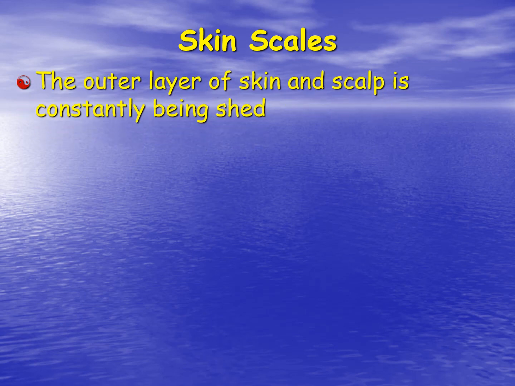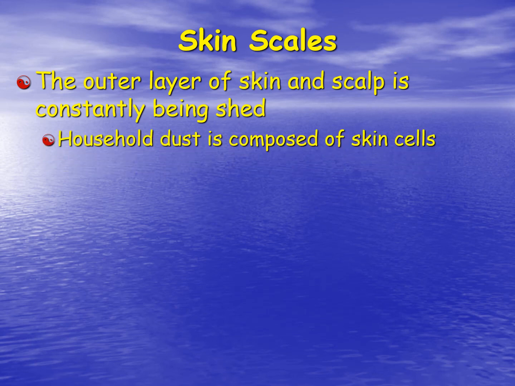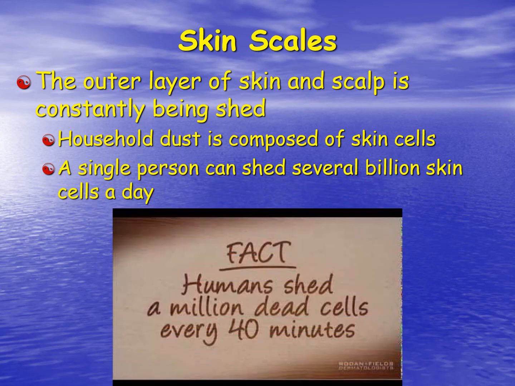Skin, the outermost layer of the epithelium, is always being shed off, and so some of the microorganisms may actually float away with the skin cells. It's estimated that between 80 to 90% of all household dust is composed of sloughed epithelial cells. And so a single person every day can shed several billion skin cells. And about every 40 minutes, about 1 million cells fall off of us wherever we are.